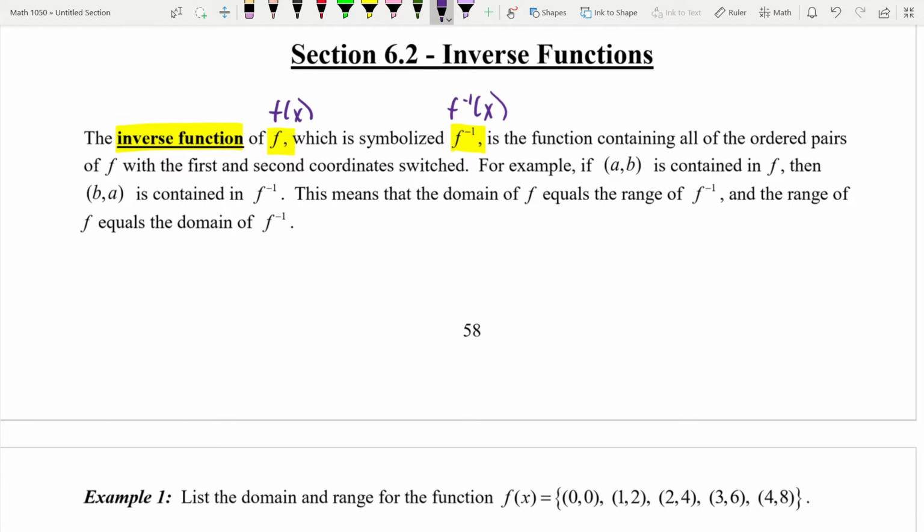When you do an inverse, the x and y switch. So if the point (a, b) is on the graph of f, then the point (b, a) is on the graph of the inverse. So the x's and the y's switch.